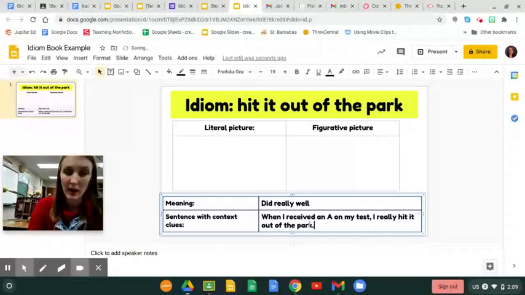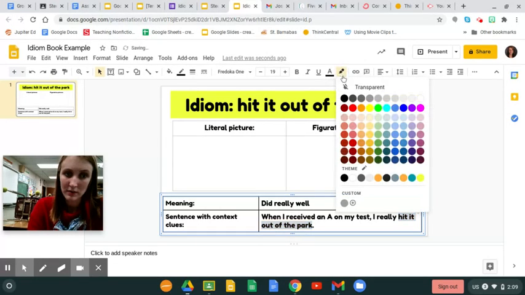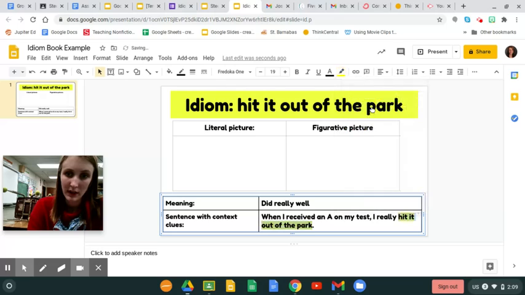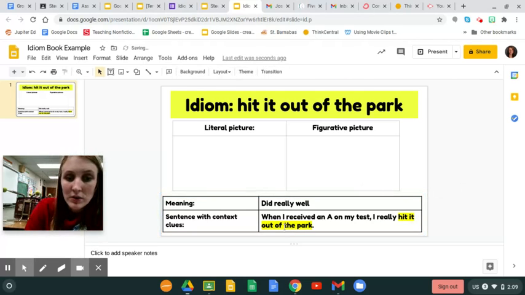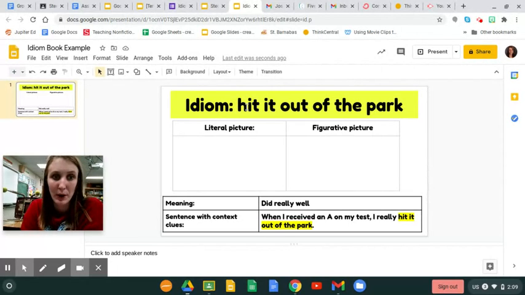I'm going to highlight my idiom. I'm pressing this button here, highlighting it. Okay. So that's my sentence with context clues. And then for the pictures. Okay, so the literal picture would be like if it literally meant hit it out of the park.